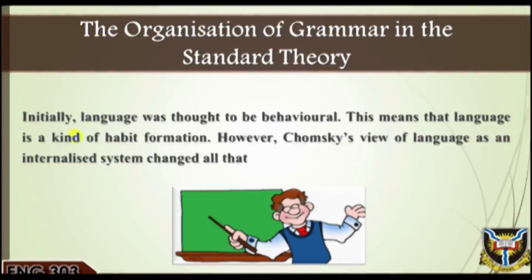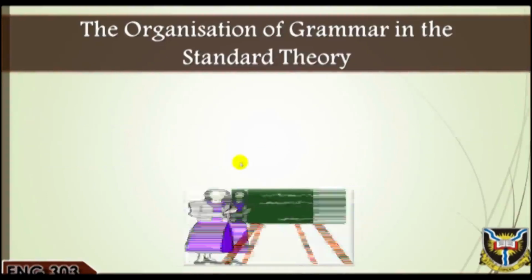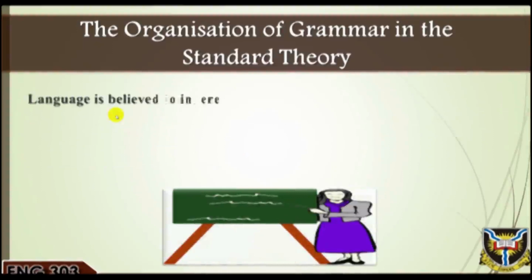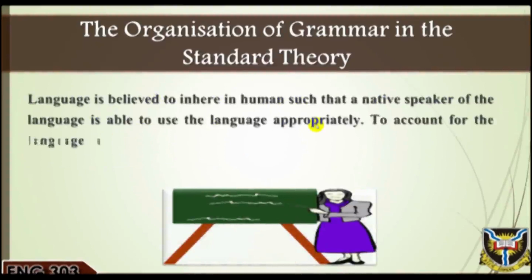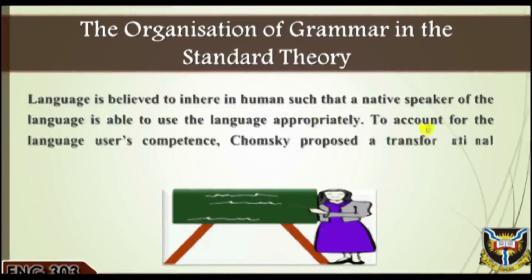Initially, language was thought to be behavioral. This means that language is a kind of habit formation. However, Chomsky's view of language as an internalized system changed all that. Language is believed to inhere in humans such that a native speaker of the language is able to use the language appropriately. To account for the language user's competence, Chomsky proposed a transformational generative grammar.